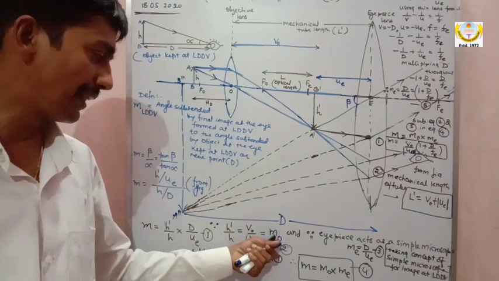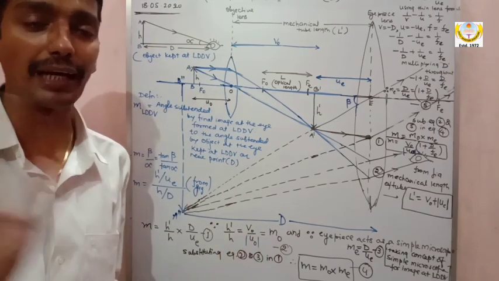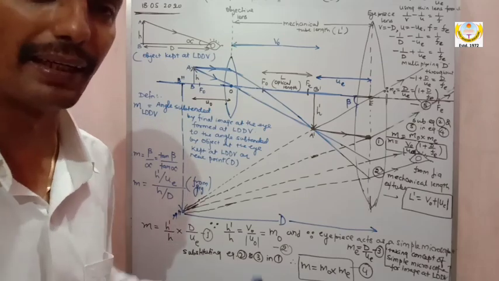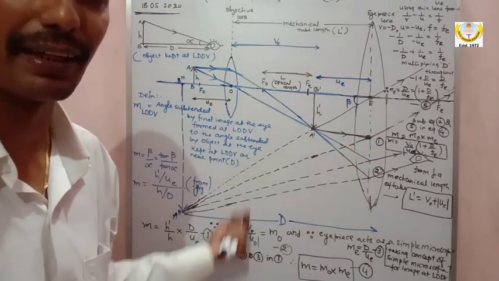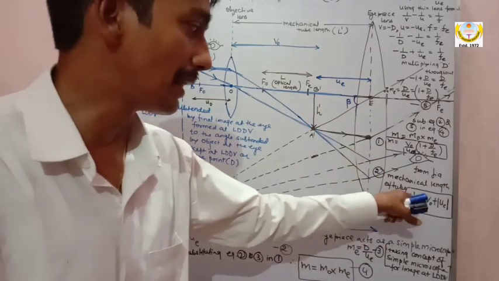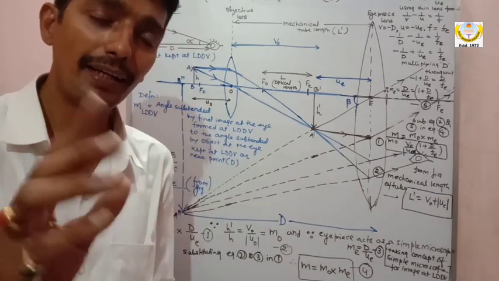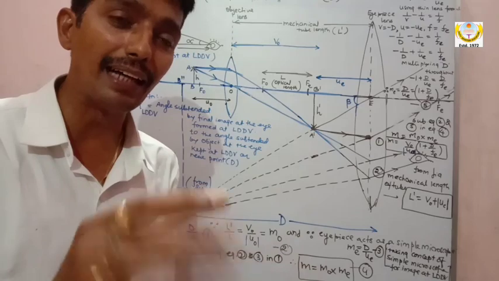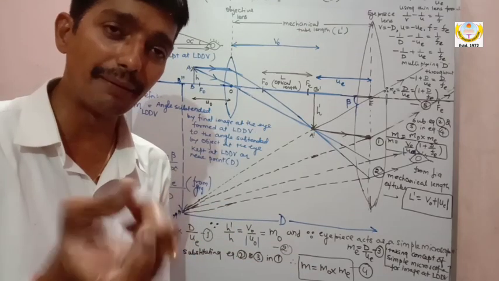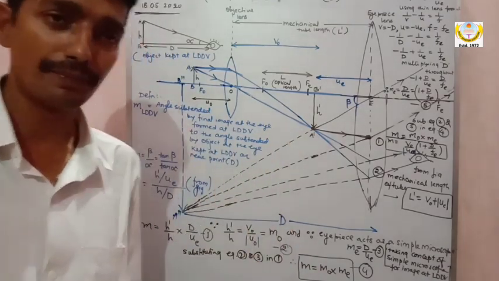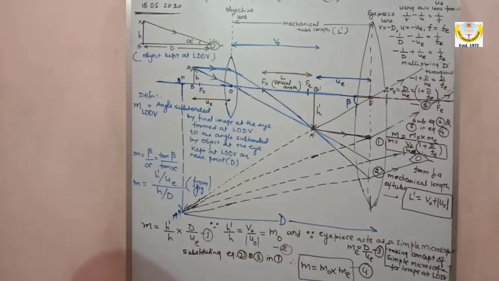So take care my dear, while finding magnification, don't put any negative sign. Don't keep any negative sign whenever you find magnifications or the mechanical length like this. Please, you have to put mod; even if the answers for UO, UE are negative, we have to take them as positive and substitute. So this is for LDDV. Now let us see for infinity.